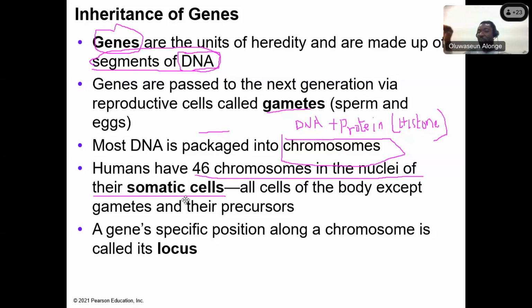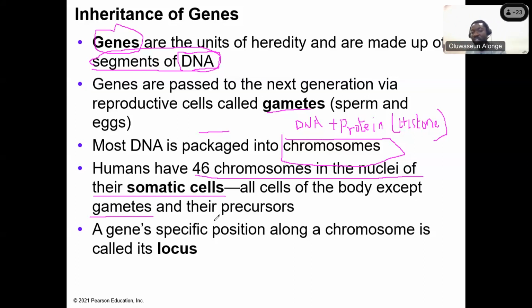Mitosis only happens in somatic cells, and somatic simply means body cells. Whereas meiosis only happens in reproductive cells, which are the gametes, right? Gametes. And we say that meiosis happens in germ cells. Germ cells are the ones that will give rise to the gametes.